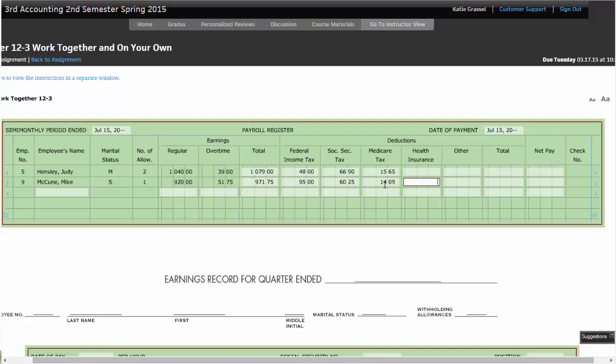Now, health insurance. What did they tell us in the directions? 60 for each employee, so I'm just going to put 60 in. Now, other. What did they tell us? You have savings bonds for 15, so I have to put 15 in.